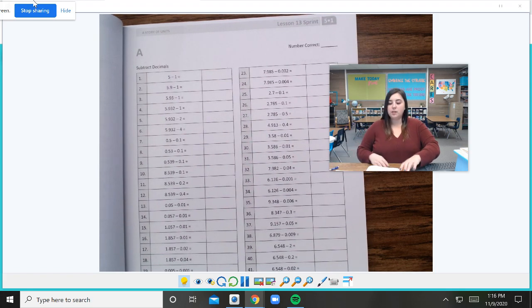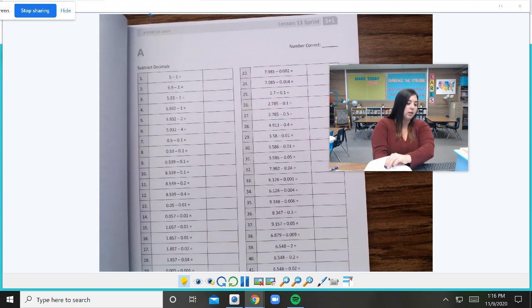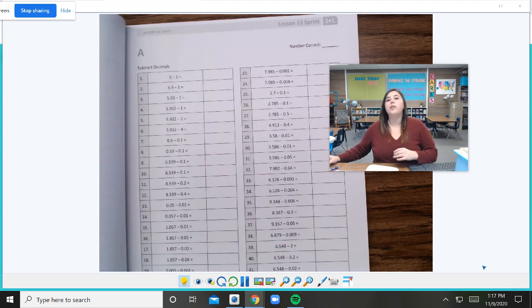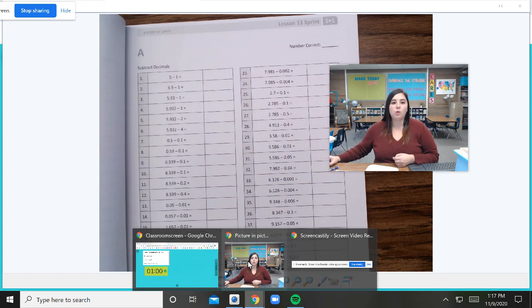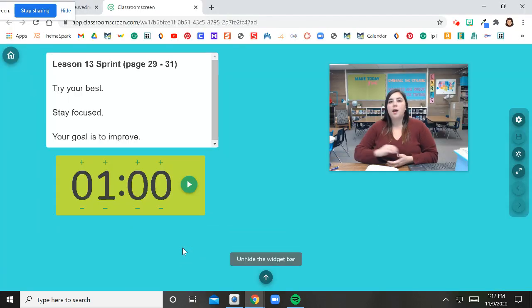Okay, so I'm going to start on question 1. Your goals for this: I want you to stay focused the whole time. I want you to try your best for the entire minute. And your goal is to improve. So on side B, you want to try doing better than you did on side A. Are you ready? Set, think.